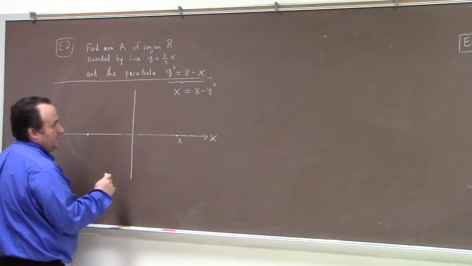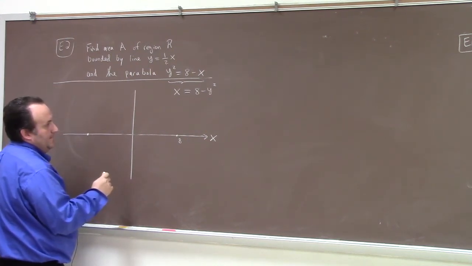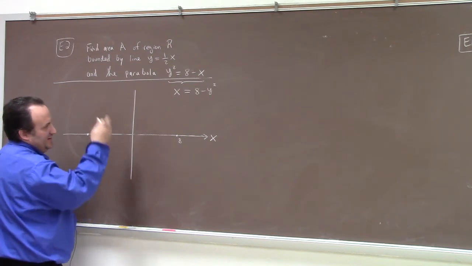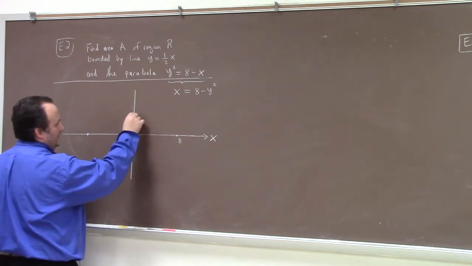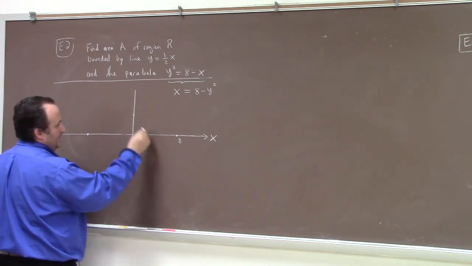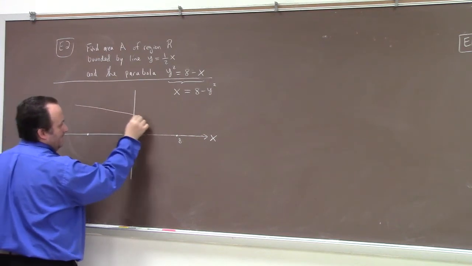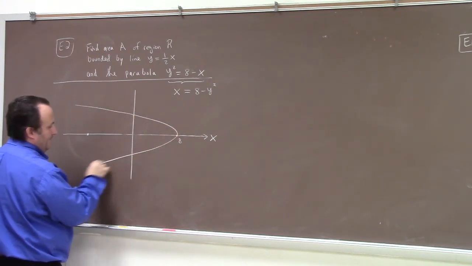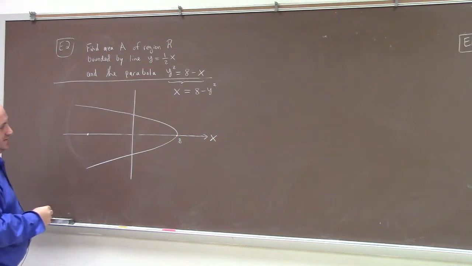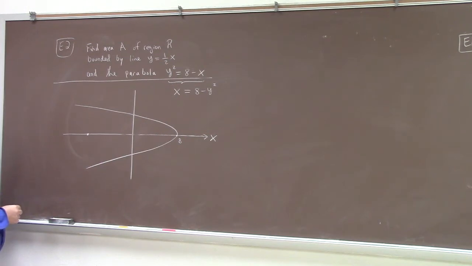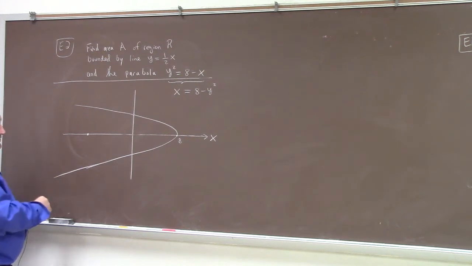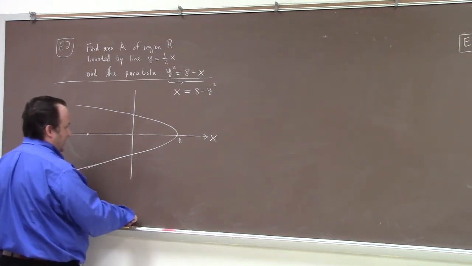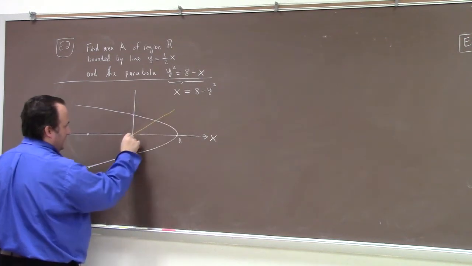Let's see here. When x equals 0, y is equal to plus or minus the square root of 8, which is here-ish. Roughly speaking, that's the parabola. And how about y equals x over 2? That is a line, with slope 1/2. I'll draw it in orange. Roughly speaking, it's something like this.